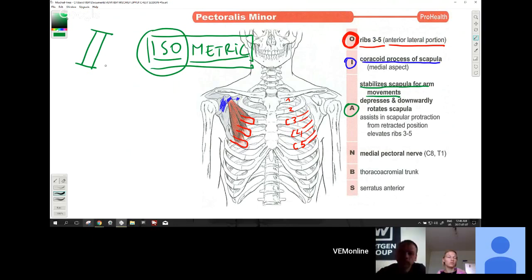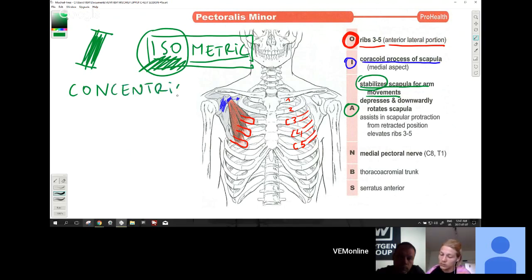It stays the same length, but there is contraction happening. So it is working, but it doesn't shorten or elongate. Isometric contraction is required for any type of stabilization. If one of the functions is stabilization, some muscles have to do isometric contraction, not changing the length of the muscle belly. The muscle is not going to shorten or elongate. It is just going to keep that structure immobile. And then there is concentric. I hope you already know some of this stuff. Maybe you have heard about it, maybe you didn't. This is a little review. Concentric and eccentric.